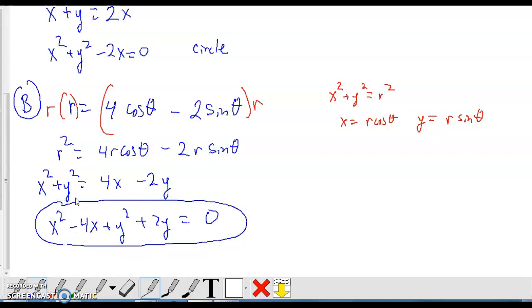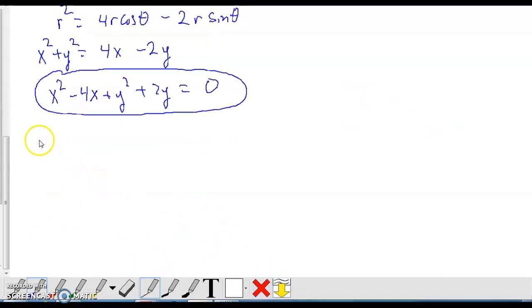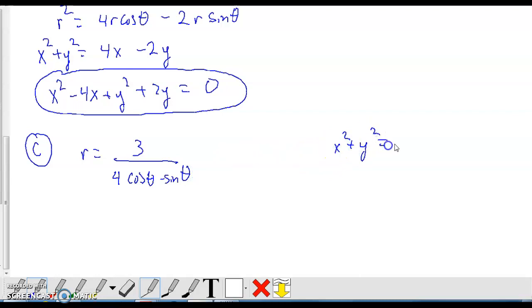We've gotten rid of the r's, we've gotten rid of the cosines, gotten rid of the sines. All right, let's try one more for fun. r is equal to 3 over 4 cosine of theta minus sine of theta. Again, x squared plus y squared is equal to r squared. x is equal to r cosine of theta, and y is equal to r sine of theta. So go ahead, pause the video and try your luck at this one.